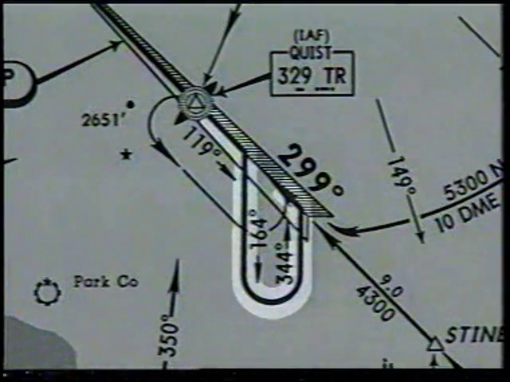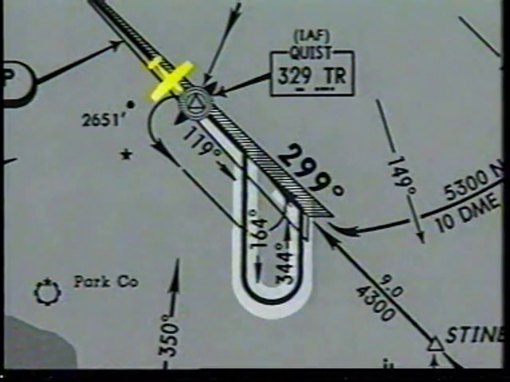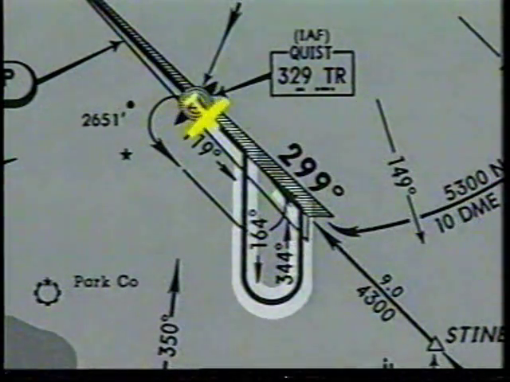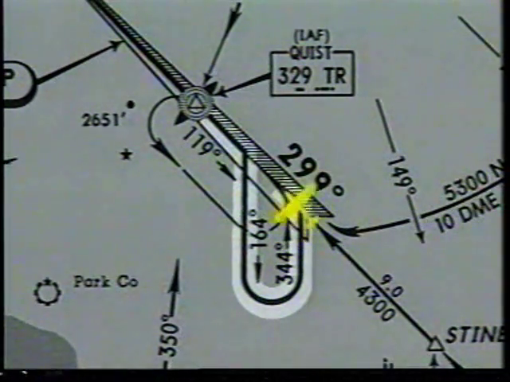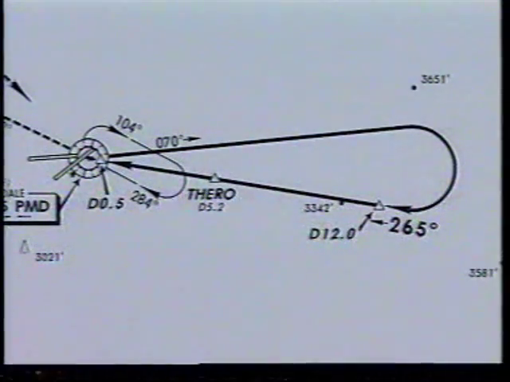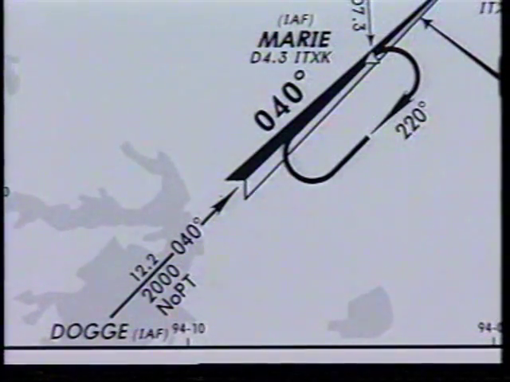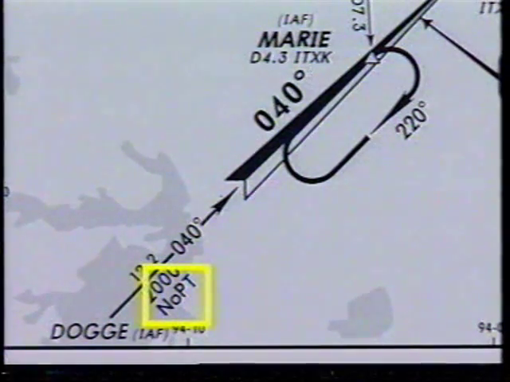If a procedure turn is authorized, it is depicted on the plan view. When this type of symbol is used, you may reverse course any way you desire as long as you stay within protected airspace. You must also stay at or above the minimum altitudes and within the distances shown on the profile view. However, some course reversals are not optional. When a procedural track is charted, such as this teardrop or this holding pattern, you must fly the procedure exactly as shown unless you're being radar vectored. Where the notation "no PT" appears, a procedure turn is not required or authorized.